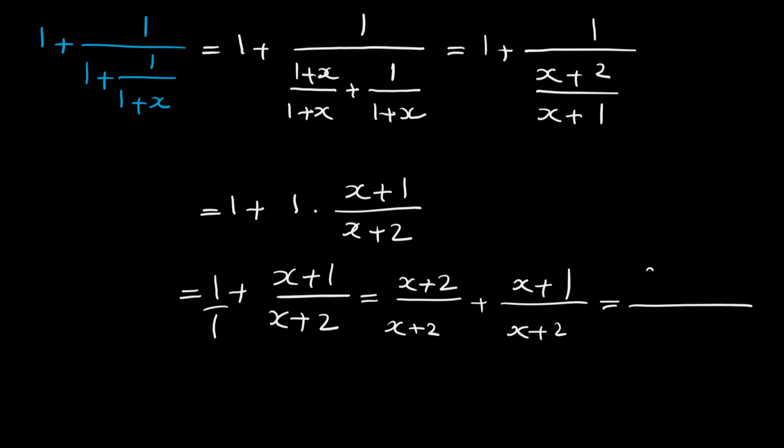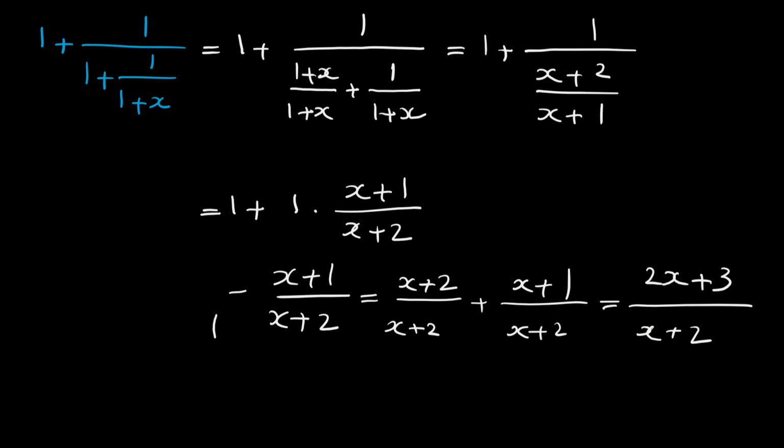Add numerator to numerator: x plus 1, x plus x is 2x, 2 plus 1 is 3. And in the denominator, yeah, we have x plus 2. And this is the final answer for this question: 2x plus 3 over x plus 2.